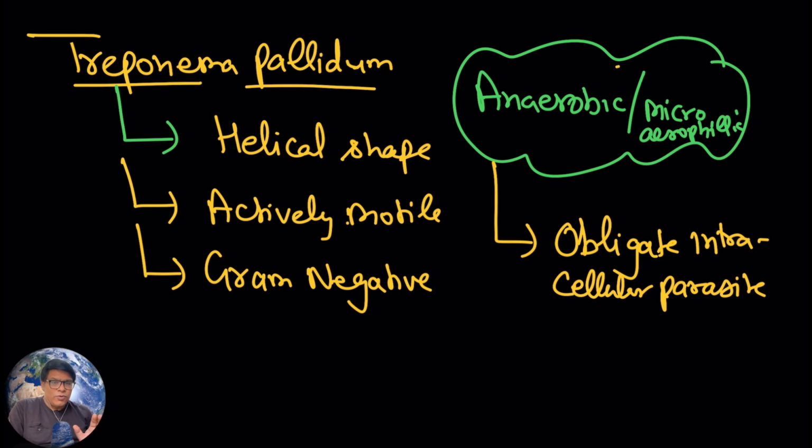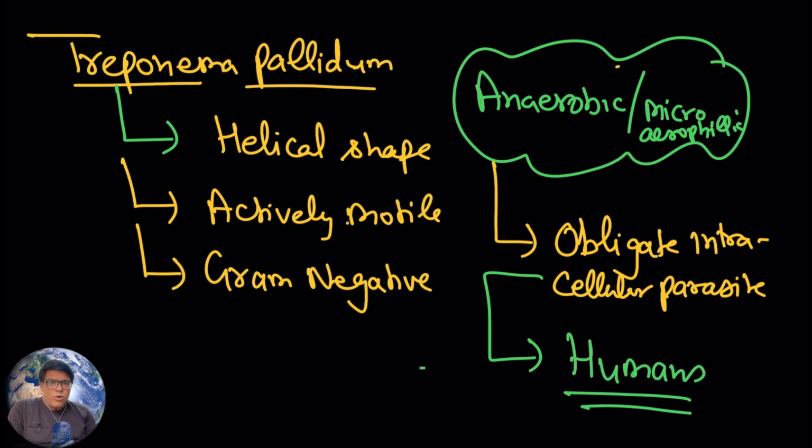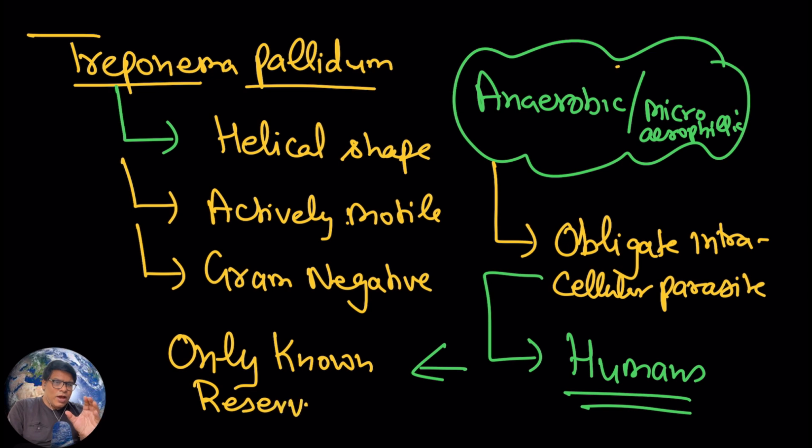So hopefully you know there are two types, one is obligate, another is facultative. So here this bacteria is an obligate intracellular parasite, and here keep in mind the only reservoir host for this bacteria is we the humans. Okay, so this is some basics about this bacteria.